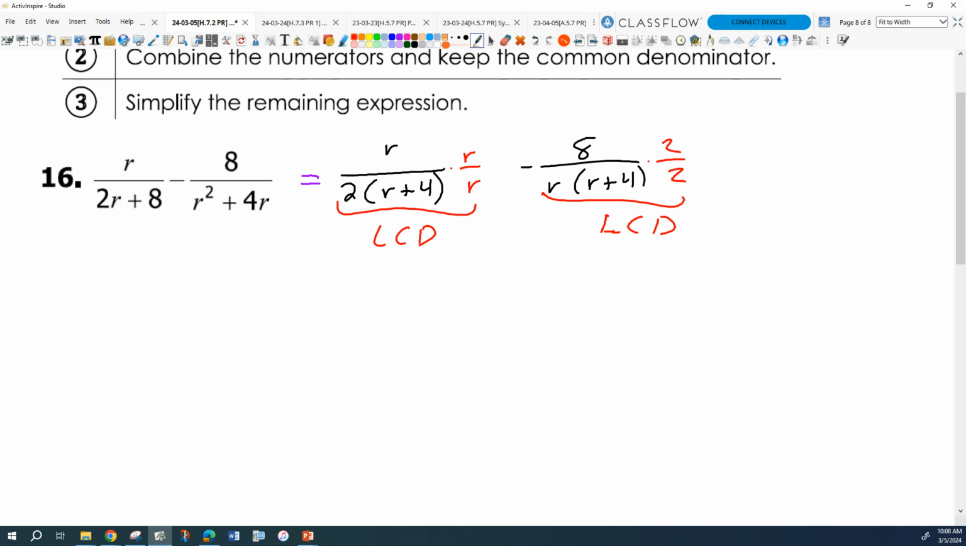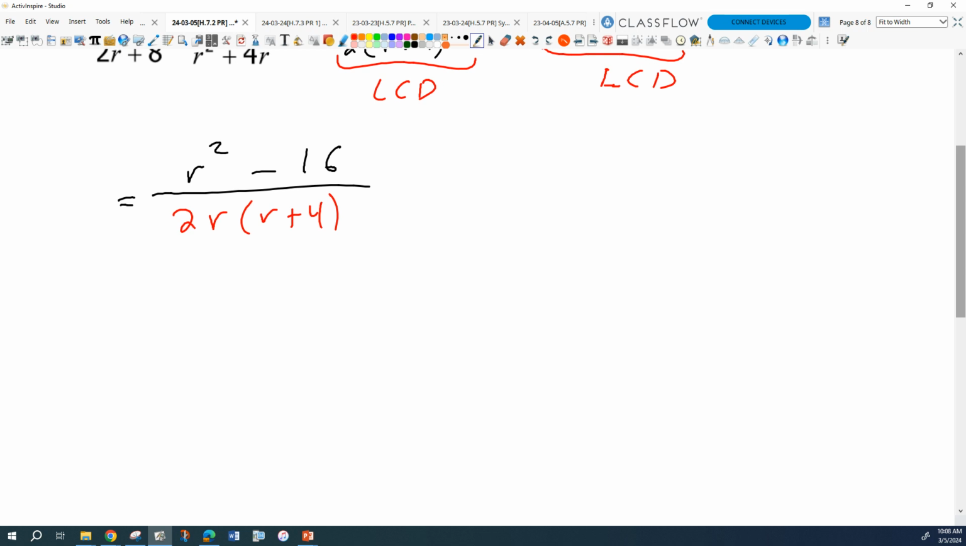So what do we end up with then? Up here we've got r squared minus 8 times 2 is 16 over my common denominator of 2r times r plus 4. I'd probably put it in this order: constant first, then monomial, then binomial. Make sense? So what are my exclusions? -4 and 0. Good. There you go. What's left to do?